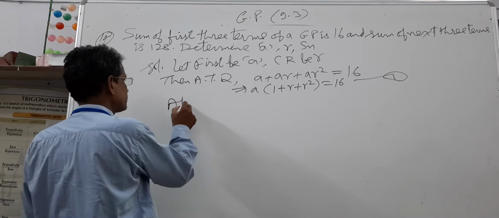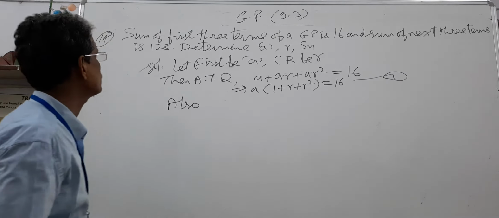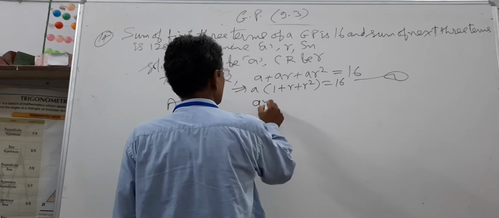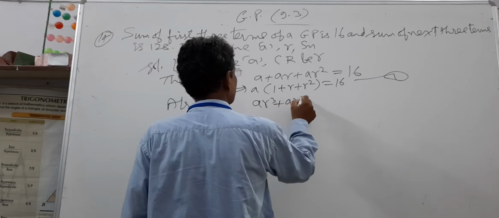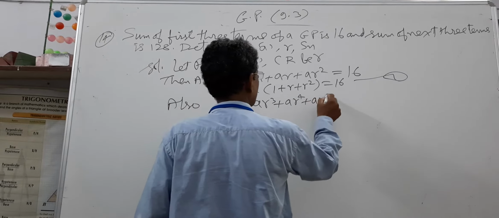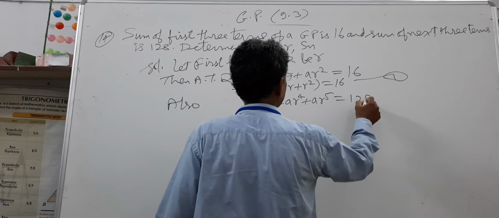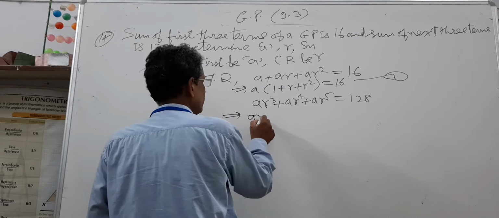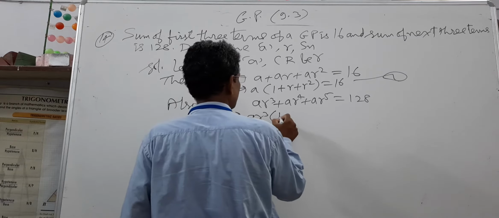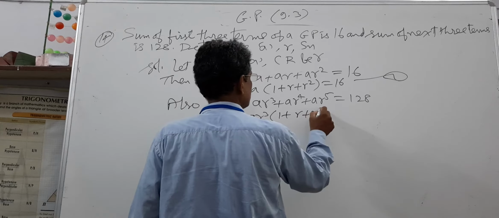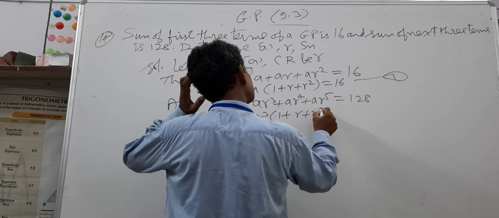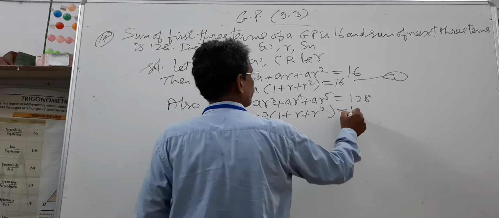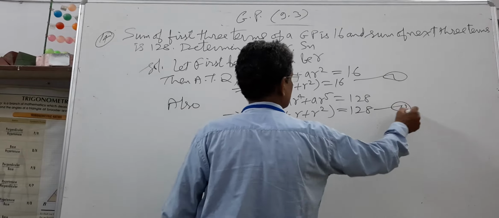Also given that the sum of the next three terms is 128, that is ar cube plus ar power 4 plus ar power 5 is equal to 128. This implies ar cube becomes common: ar cube (1 plus r plus r square) is equal to 128, equation 2.